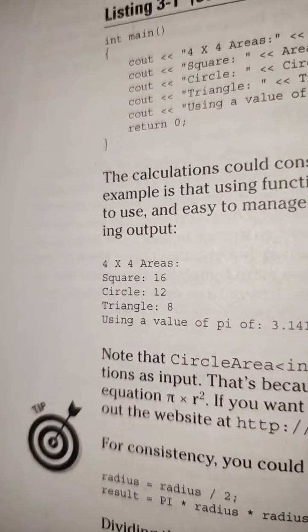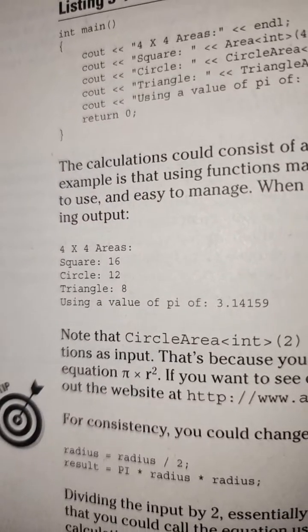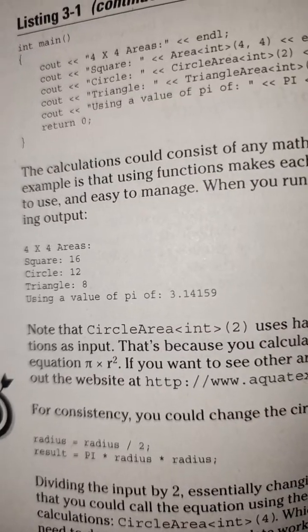Four by four areas: square 16, circle 12, triangle 8, using a value of pi of 3.14159. Note that circle area int 2 uses half the value of other calculations as input. That's because you calculate the area of a circle using the equation pi times r squared.